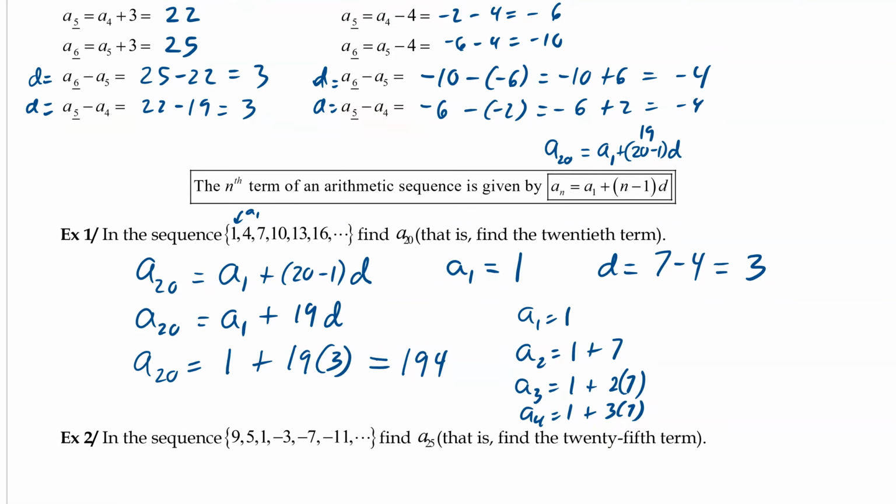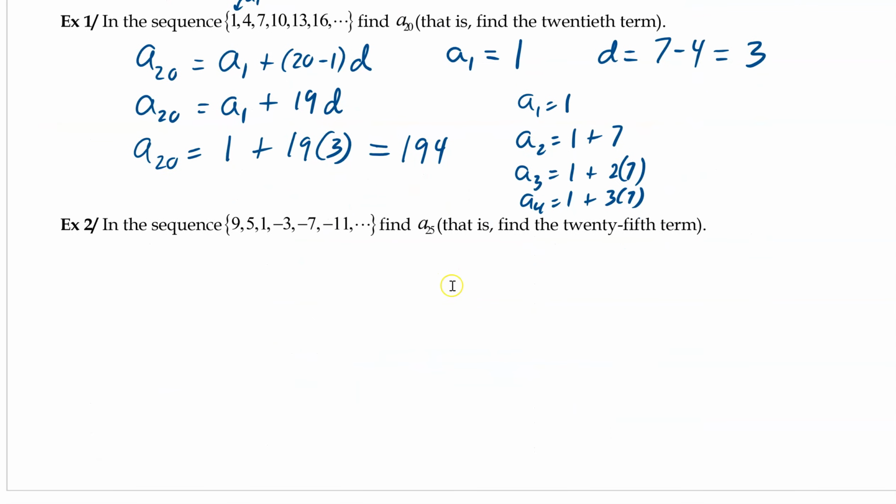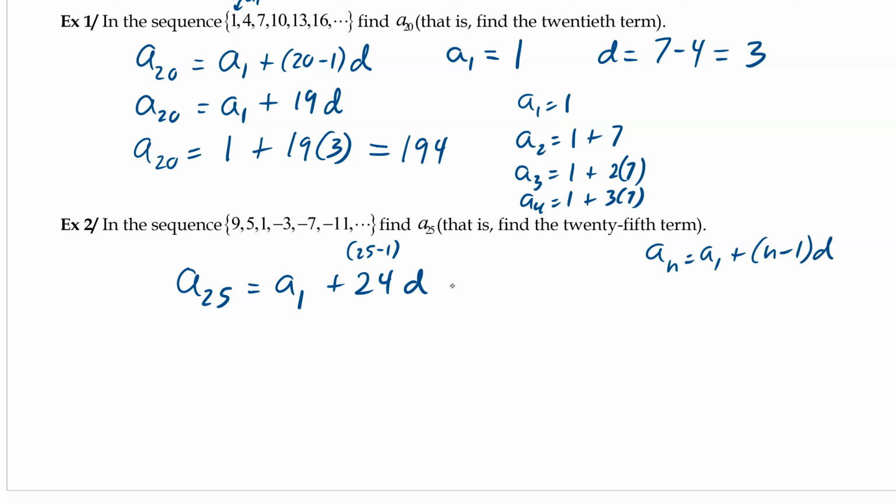All right, so let's try another one. We're going to find the 25th term. So a sub 25 would be our first term plus 24 differences. That would be 25 take away 1. You can use the formula if you want. So again, the formula is a sub n equals a sub 1 plus n minus 1 times d. But I really recommend just plugging that number in.